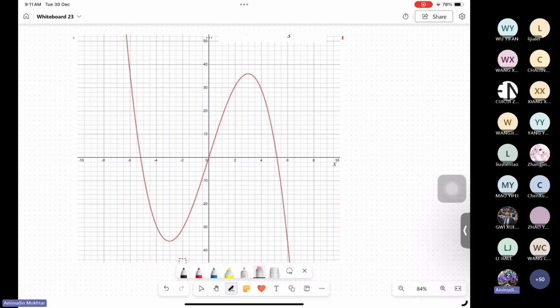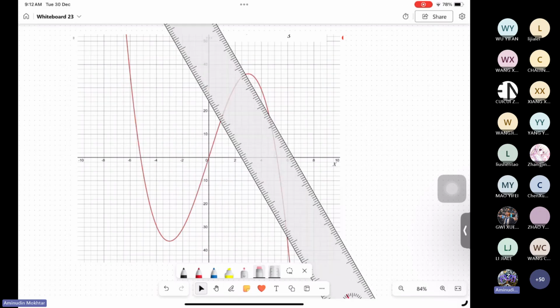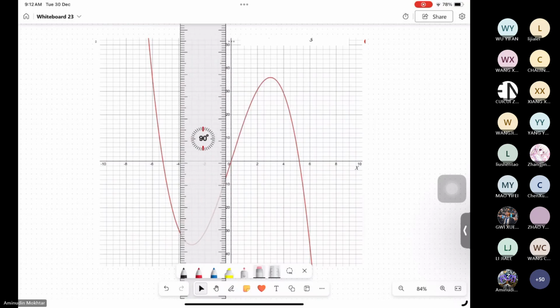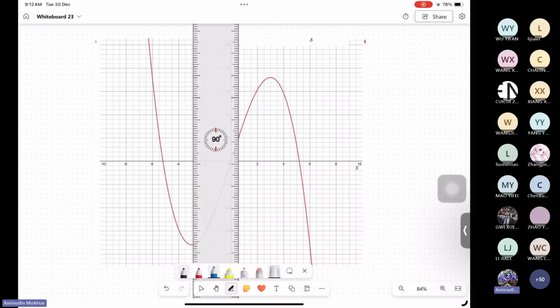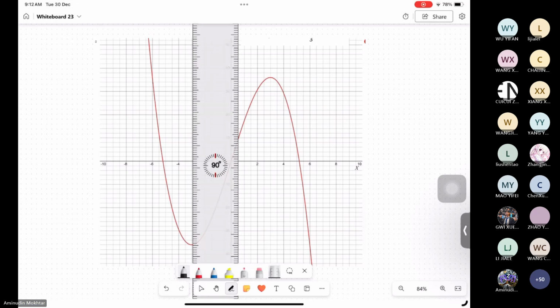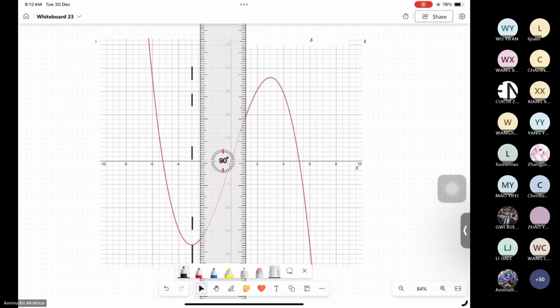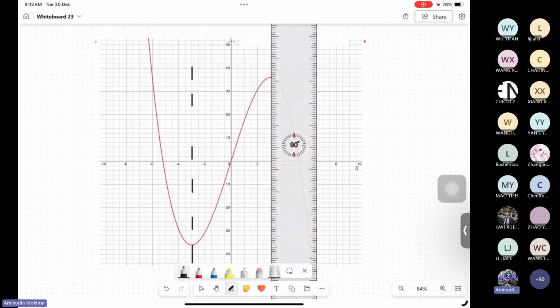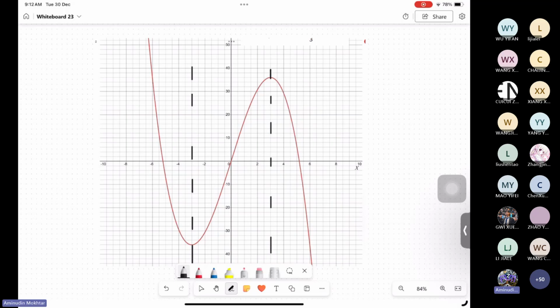Let's say I just divide the graph into areas: first, second, and third. Let's say we have areas A, B, and C.